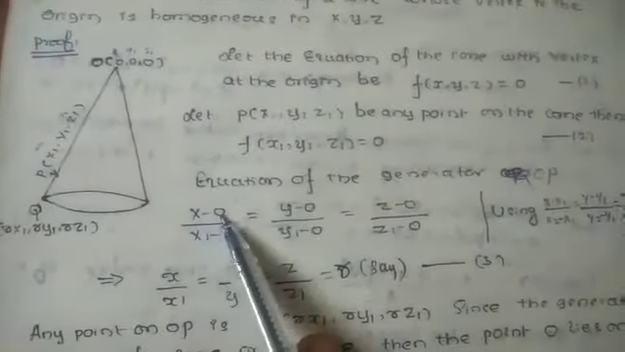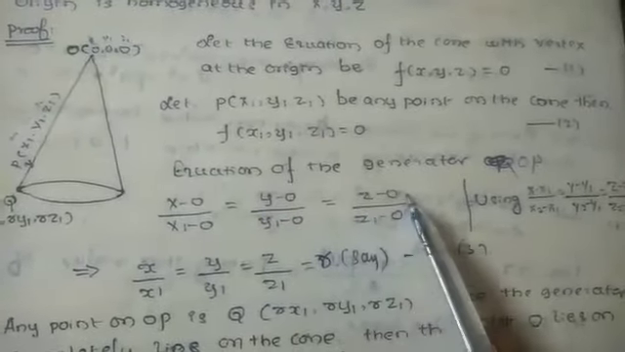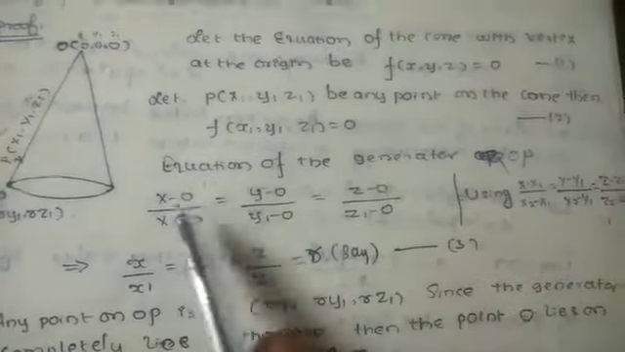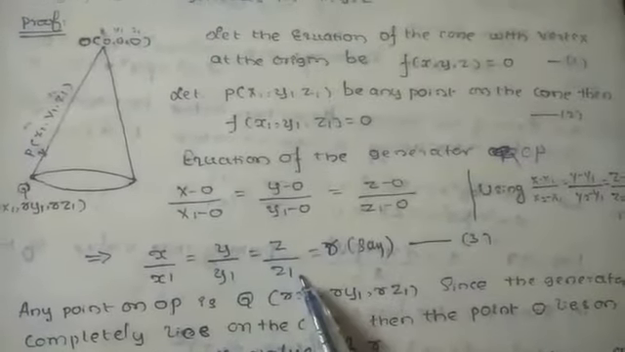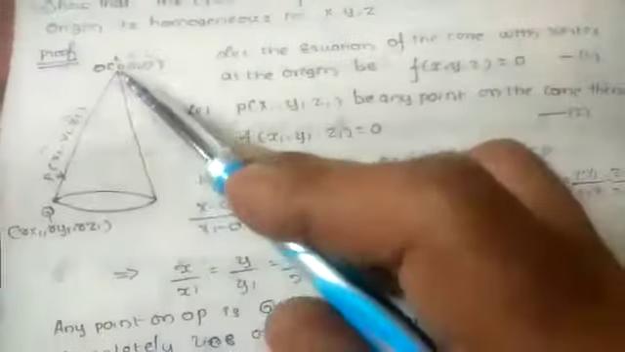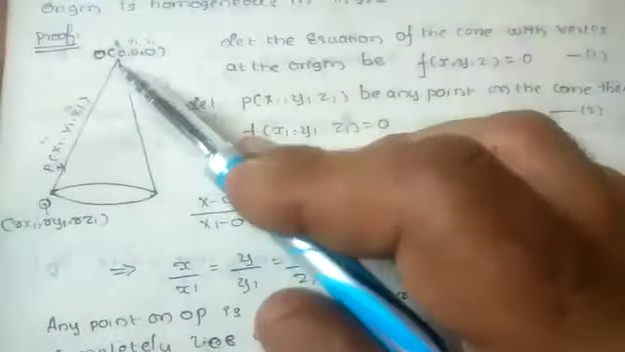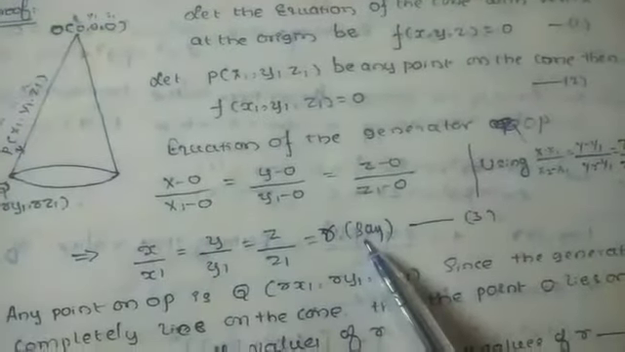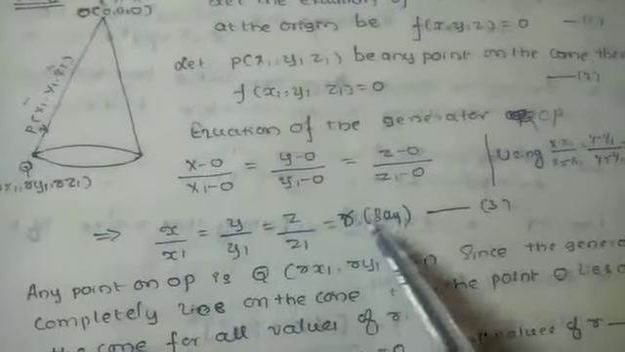Then the equation of this generator line OP can be written as x minus x1 divided by x2 minus x1 is equal to y minus y1 divided by y2 minus y1 is equal to z minus z1 divided by z2 minus z1. So we get x divided by x1, y divided by y1 and z divided by z1. This is the equation of the generator line. Any point on this line can be written by equating this equation to r. Call it equation number 3.